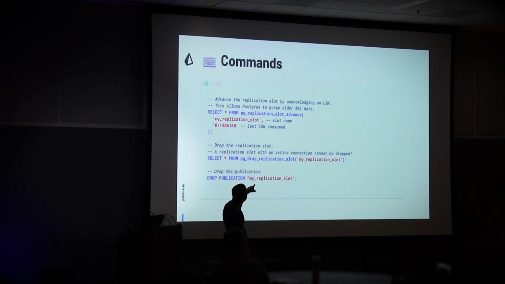One more utility is pg_replication_slot_advance. This is really helpful if you ever get a replication slot stuck. You can manually tell it, hey, just proceed forward. That's important to keep the database healthy.